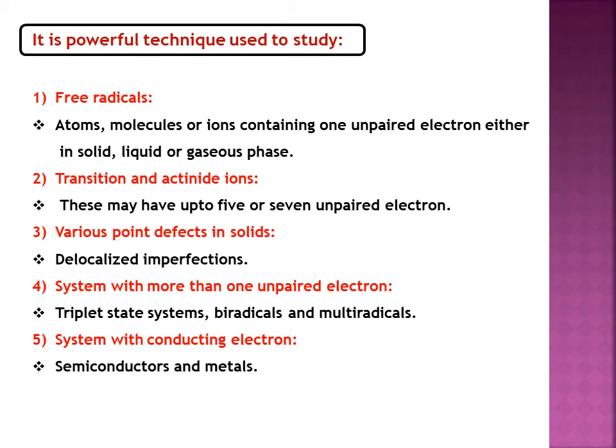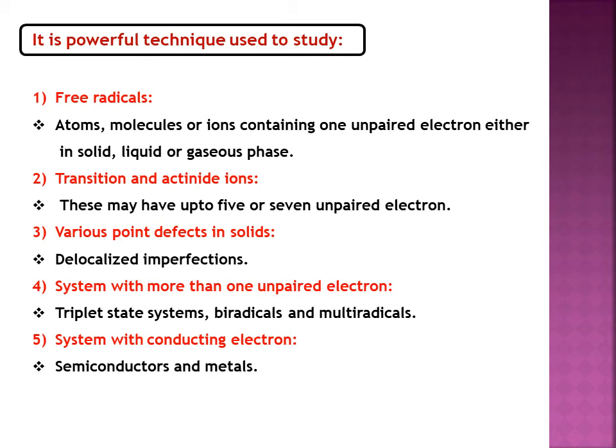Second is transition and actinide ions, because these may have up to 5 or 7 unpaired electrons, that is d5 cases and f7 cases, unpaired electrons in d orbital and f orbital. Then third, various point defects in solids, because of delocalized imperfections in solids. Therefore, these solids can be studied by ESR spectroscopy.